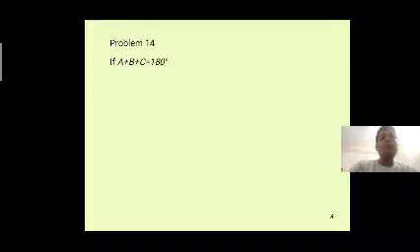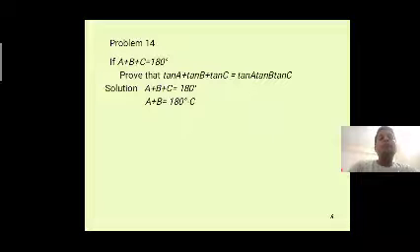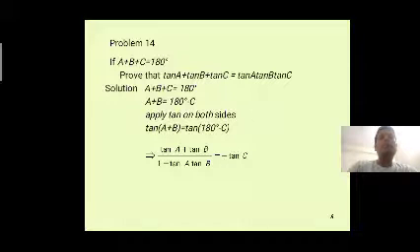If A plus B plus C equals 180 degrees, prove that tan A plus tan B plus tan C equals tan A into tan B into tan C. We know the condition A plus B plus C equals 180 degrees. Now we write A plus B equals 180 minus C. Applying tan on both sides. Now we write tan of A plus B equals tan of 180 minus C. Using the formula of tan of A plus B, we write tan A plus tan B divided by 1 minus tan A into tan B equals, we know that tan of 180 minus C equals minus tan C.